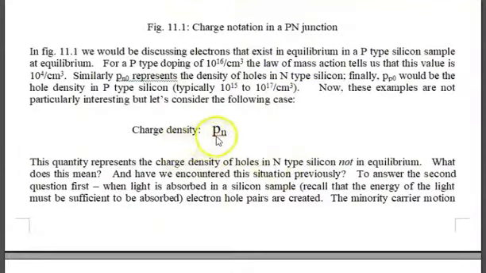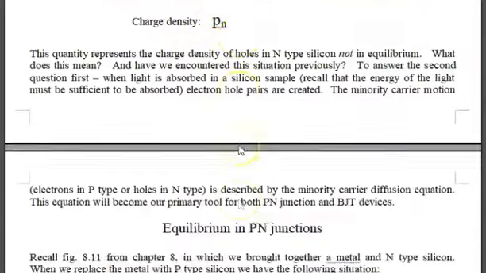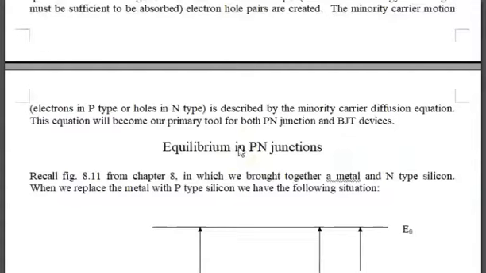And here we see that explicitly. This says that there are holes in the N-type. Okay, and now we're going to look at equilibrium in p-n junctions.